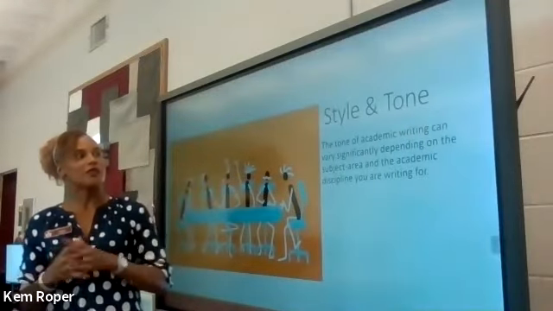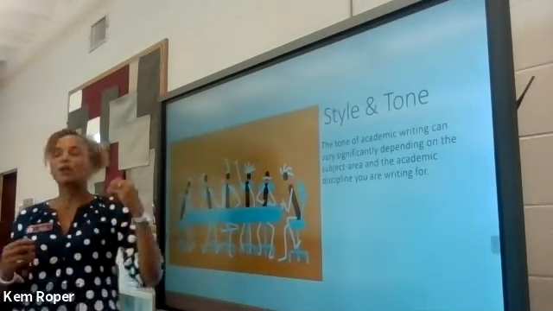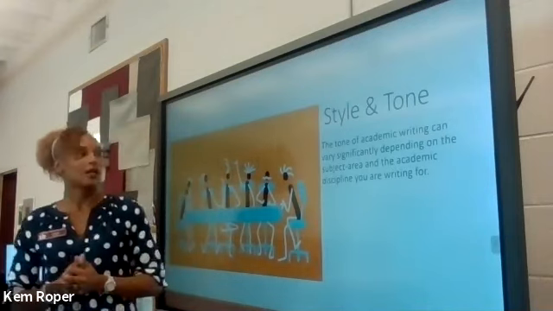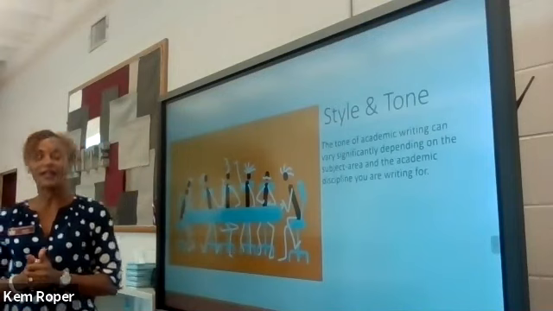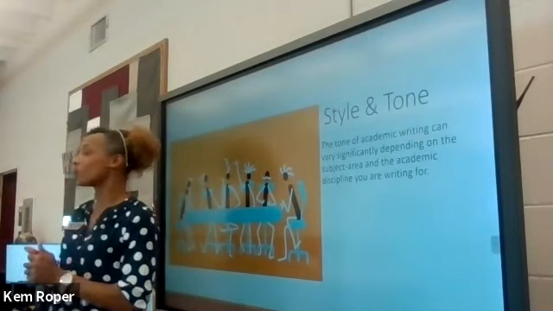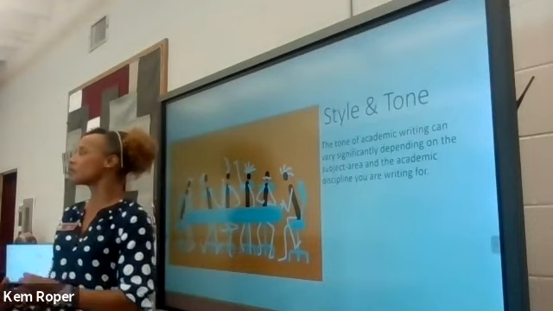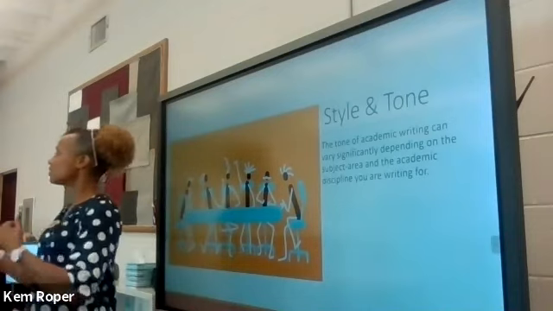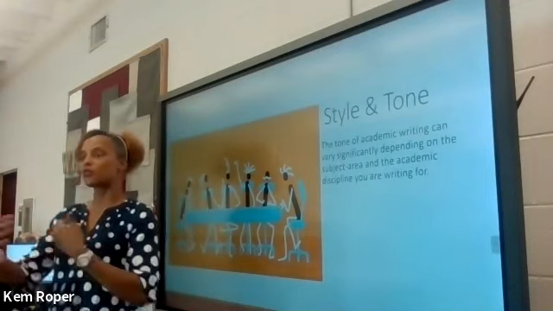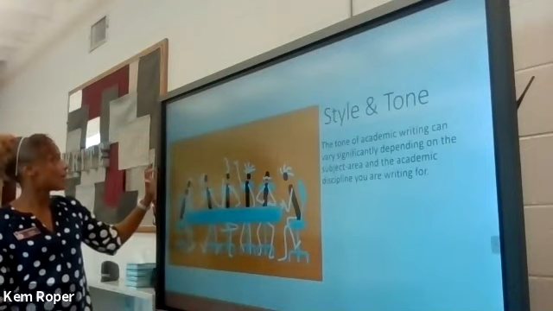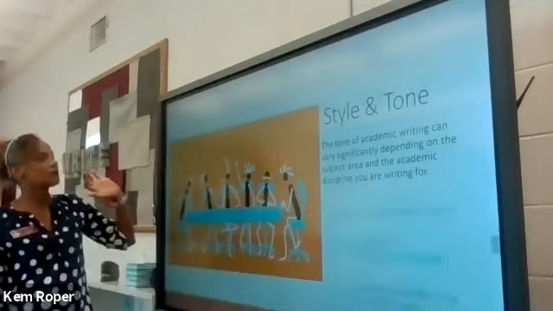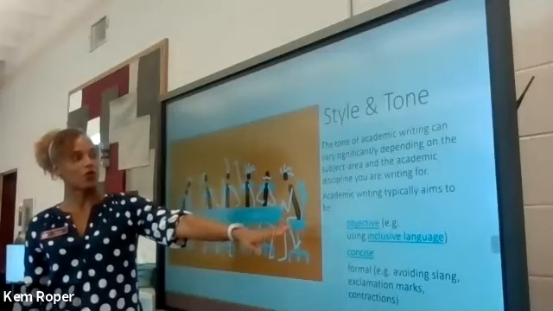So when we talk about the tone of academic writing, it will vary slightly depending on the particular subject area and academic discipline that you are writing for. In humanities, we tend to use active voice, first person. In the sciences, you tend to use the third person, sort of a more objective stance. But there are sort of basic principles that apply overall.